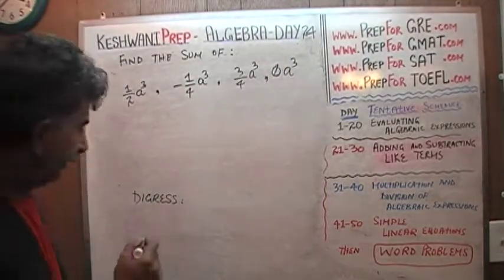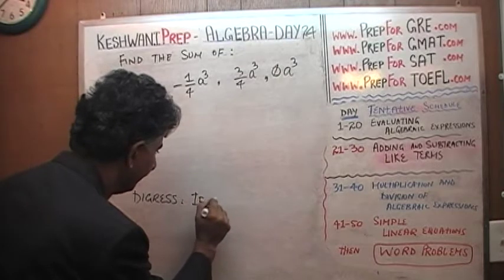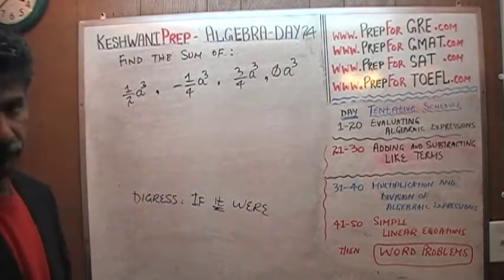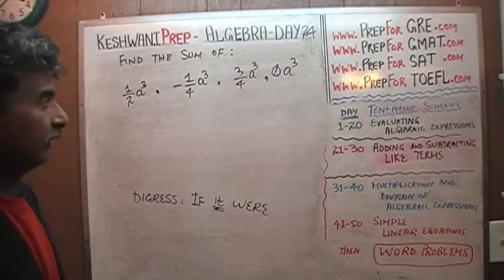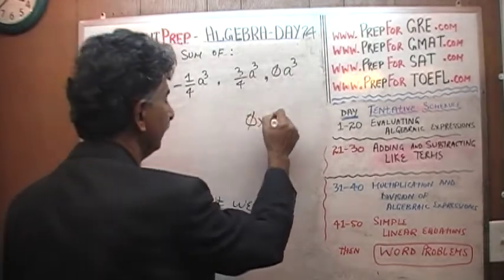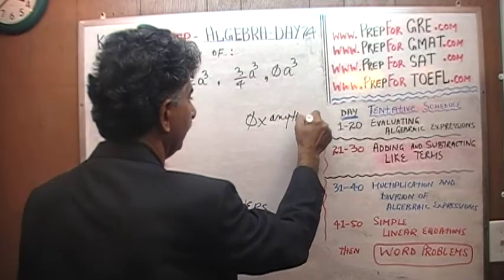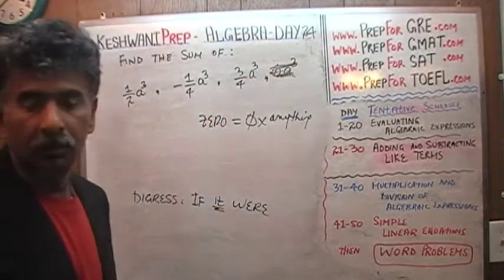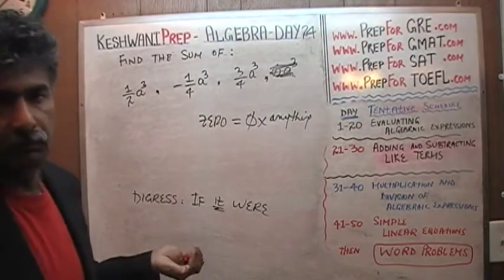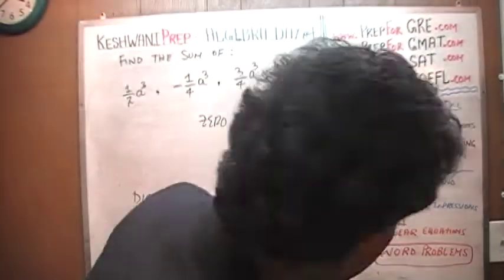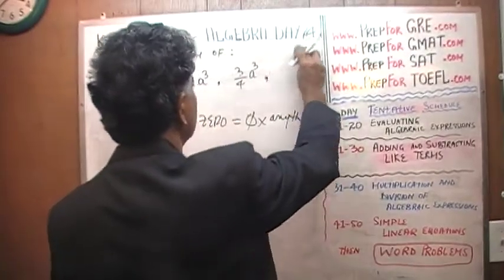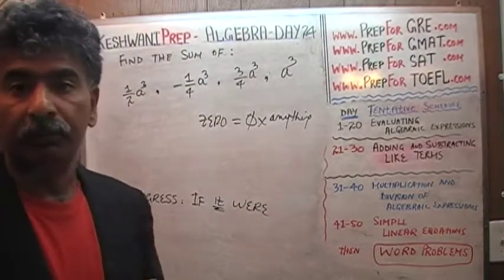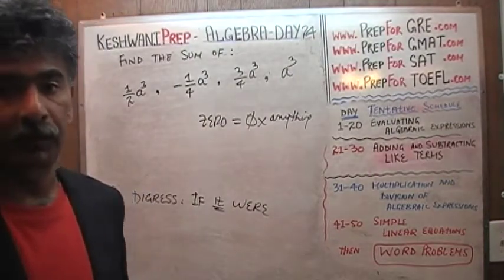And I was about to say, if it were zero, it wouldn't be there at all, because zero times anything is zero. But it is there. It says a cubed. The question is, how many a cubes do we have? Since there is no coefficient written in front of it, it is 1.